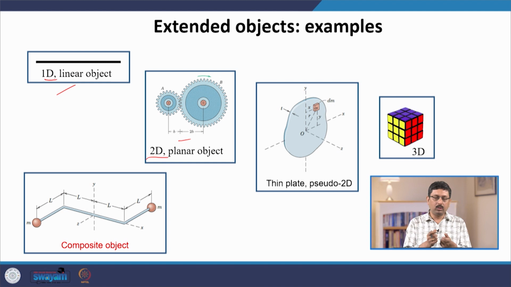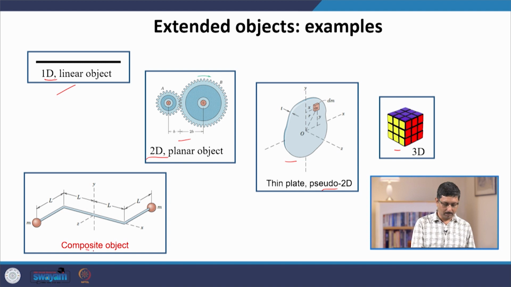Now if you include the thickness of such gears, then you get a thin plate, and we can think of it as something like a pseudo two dimensional mass distribution. Finally, we can get a fully three dimensional object and a fully three dimensional mass distribution. Now, from an engineering point of view, most of the engineering machines are made up of different parts.